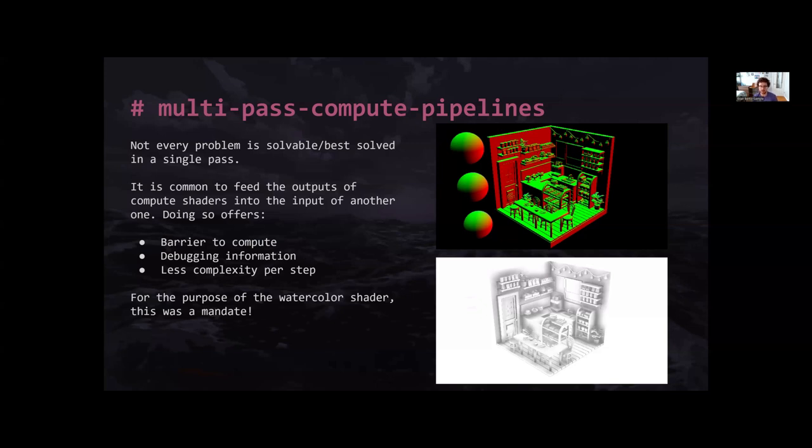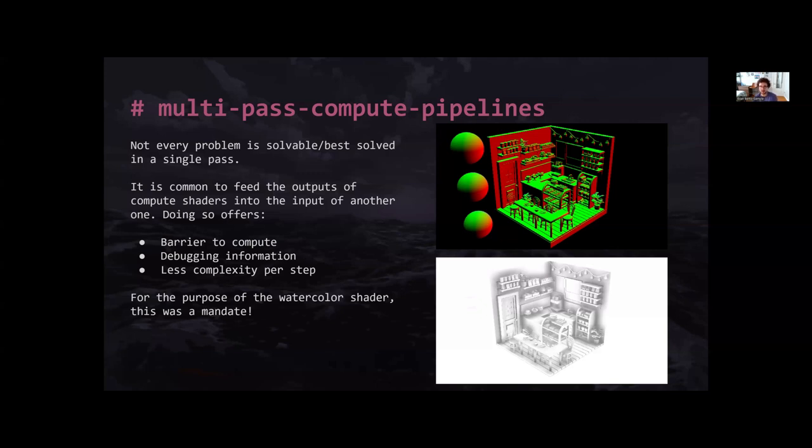It also offers debugging information. In tools like Unity, you could actually have a frame debugger, which shows the outputs of all of the compute shaders, which takes away from the black box of individual steps. And you also get less complexity per step on the compute shader side. Sometimes with a lot of passes and a lot of steps, you end up bulking up the CPU side, but that's okay because CPU code is way easier to debug than GPU code.